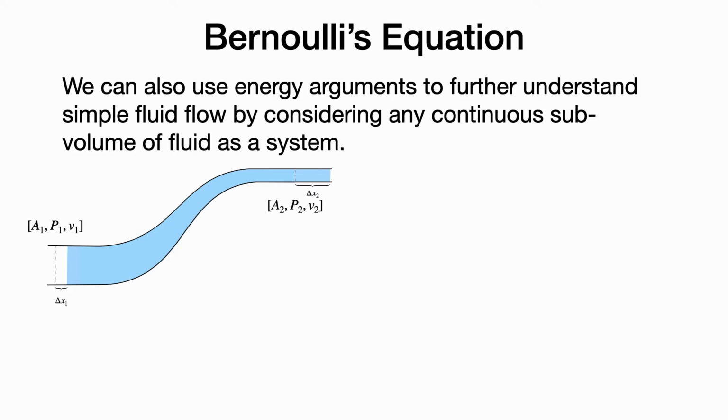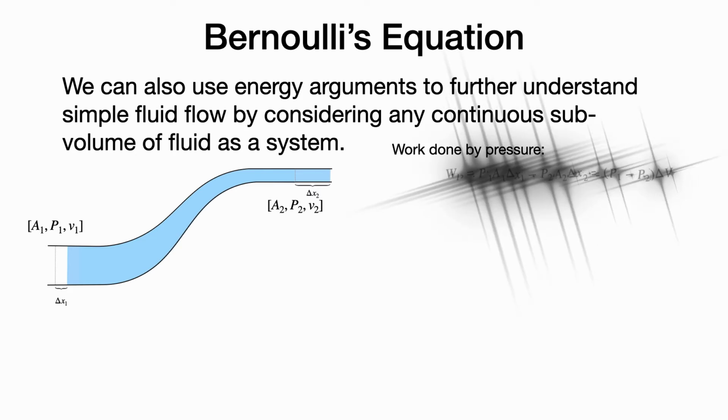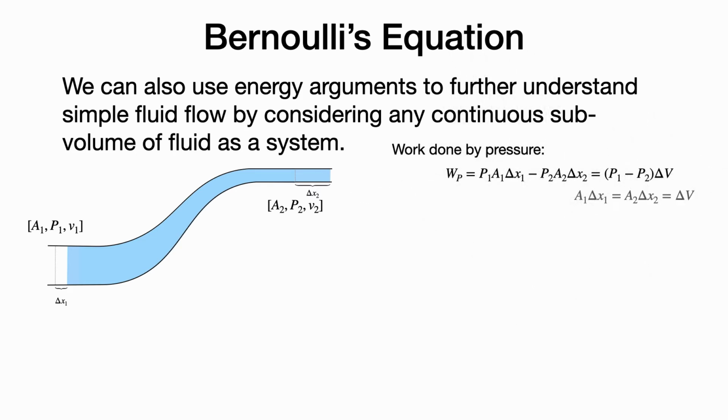Now, first we want to consider the work done by pressure as this fluid moves. So the work done by pressure is going to be force times distance, which at the input end is going to be the pressure times the area times the distance that the fluid moves. So this is P1 times A1 times delta x1. And since the force is acting in the direction in which the fluid is moving, it's a positive work done on the fluid at that end.